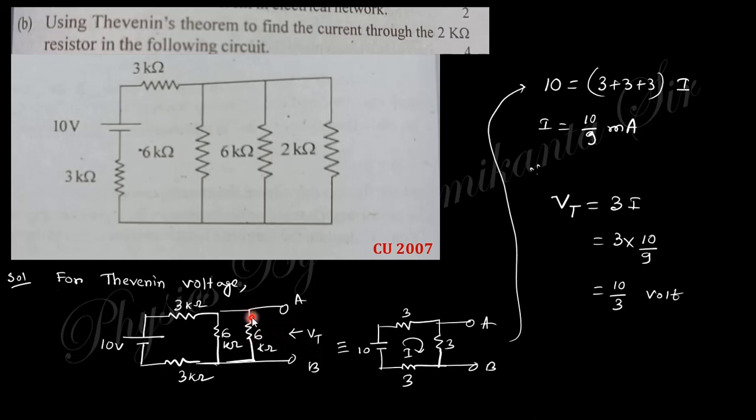So you can see this 6 and 6 in parallel. So 6 and 6 parallel means 3. So this circuit will be reduced like that. So this I is nothing but the voltage by total resistance, and the voltage across this one, that is the Thevenin voltage, is nothing but current into 3I. So I is 10 by 9. So finally we get 10 by 3.